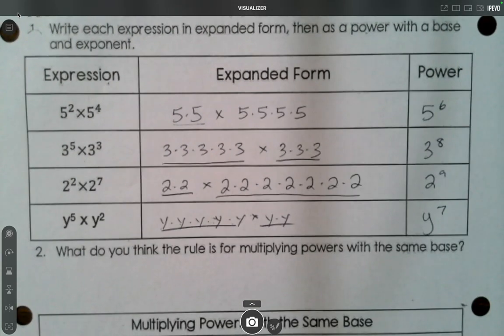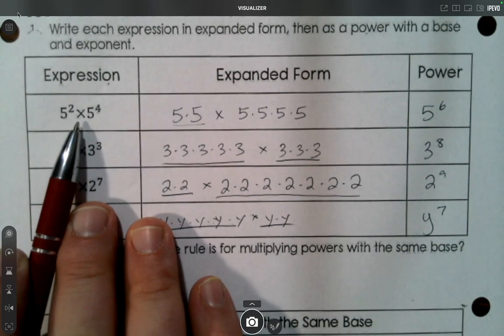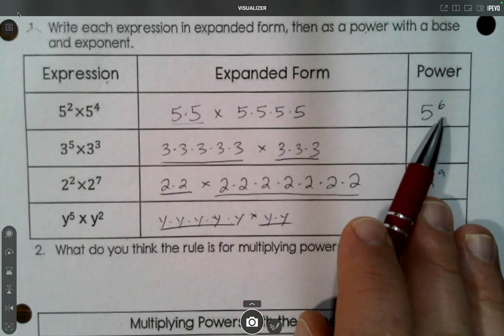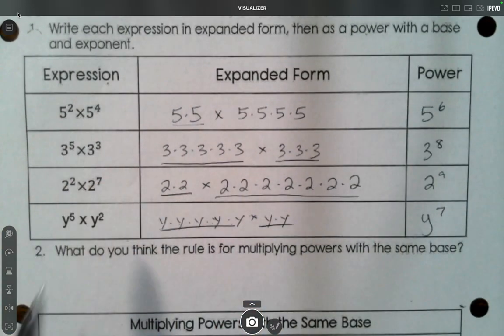So now look at, if you need to pause, you can. If you may already see it though, that's great. What do you think the rule is for multiplying powers with the same base? You can find the pattern between what we have at the beginning and what we have at the end, because it's the same pattern for all 4 of these examples.